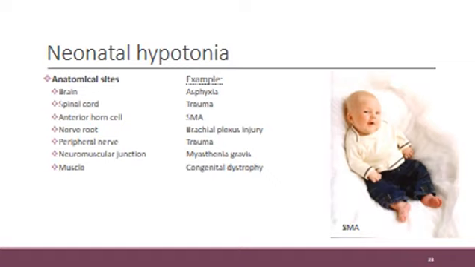There might be trauma to a peripheral nerve. Neuromuscular junction might be affected if the mother has myasthenia gravis. The antibodies can cross the placenta and cause a transient neonatal picture. And then lastly, the muscles can be affected by conditions like congenital dystrophy. So there are basically then two main groups, namely non-paralytic and paralytic.